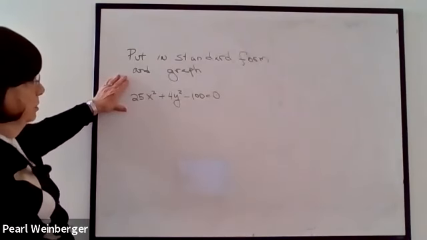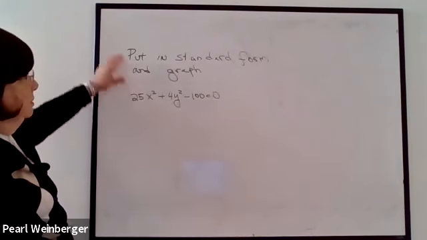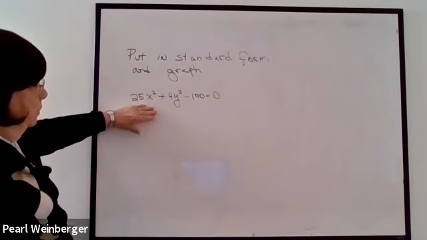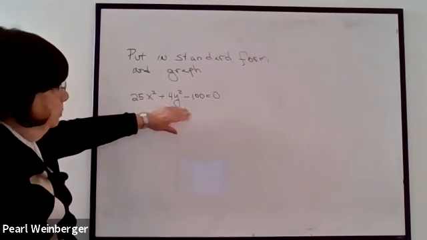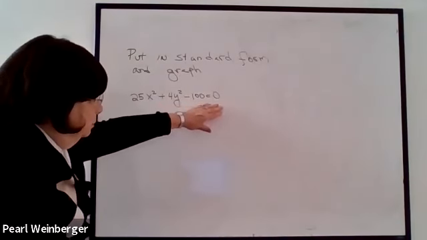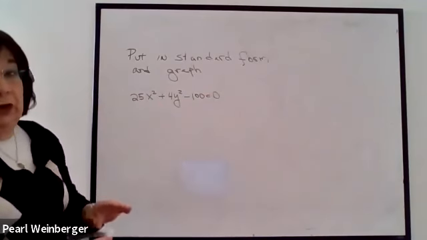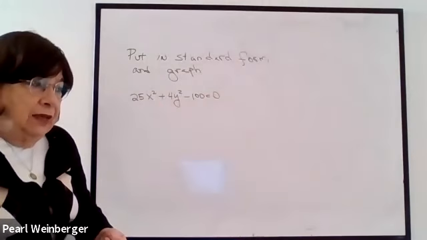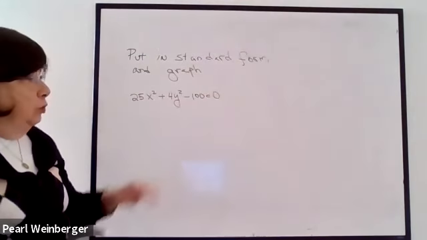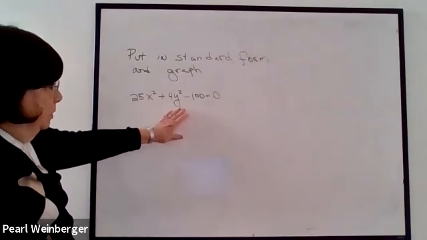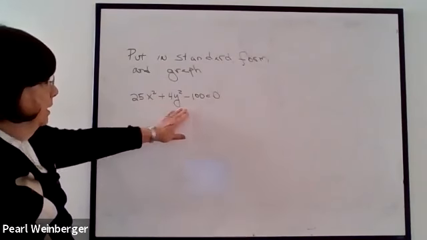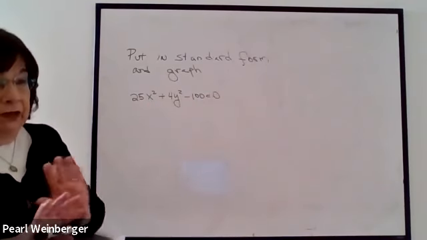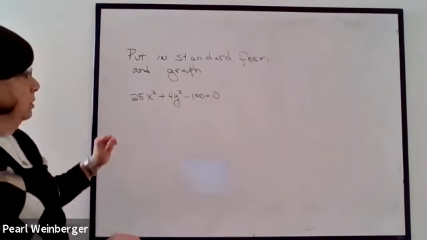Okay, so let's look at this problem. It says put in standard form and then graph 25x squared plus 4y squared minus 100 equals 0. Before I do any work on it, I want to think to myself, what kind of shape could this possibly give me? I see it's definitely a quadratic equation because I see x squared and I also see a y squared. So I know it's not a parabola, because a parabola doesn't have a y squared.